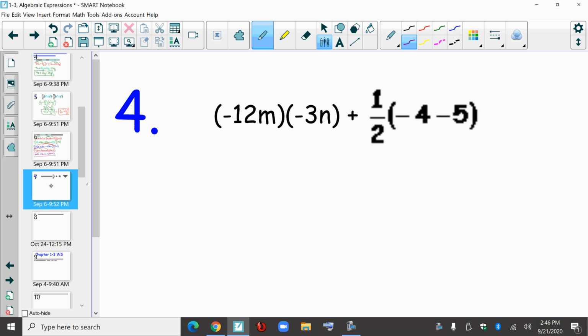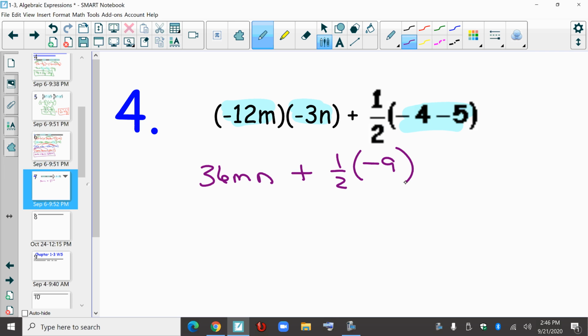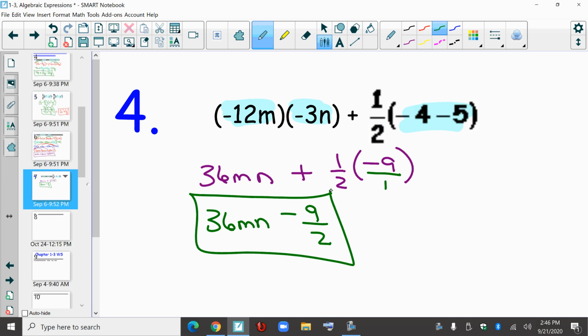Next, go to each one. These two are attached by multiplication, so simply multiply them. That gives you 36mn. Plus, drop down the half, combine like terms. That's going to give you a negative 9. Put that negative 9 over 1. Marry the tops, marry the bottoms, and that is done.